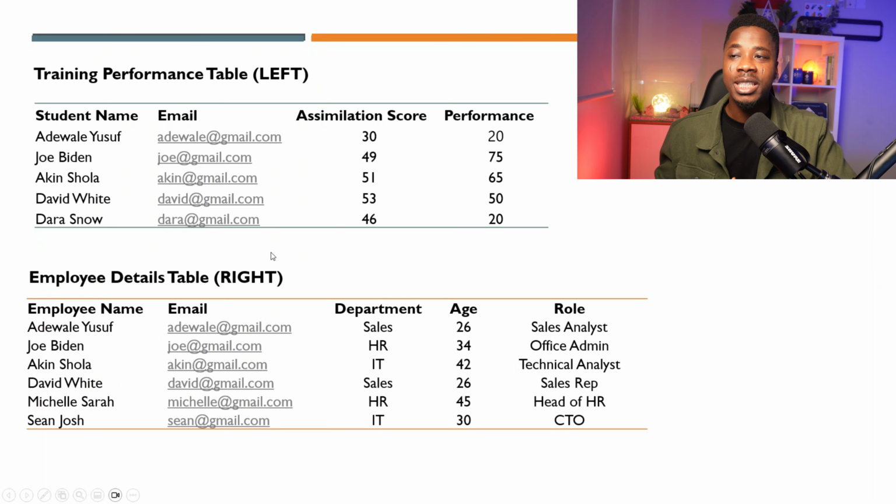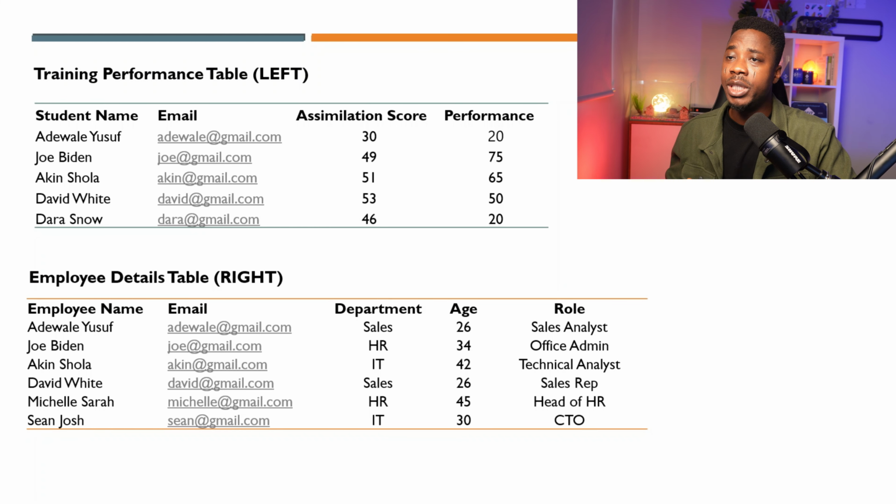I'm going to use two tables to explain how this works so you can understand the concept around join. On this slide, you can see a table we call training performance, which is the table we have on our left. That's the left table, and that's what I'll be referring to as the left table in this course. Then we also have the employee details table, which is what I'll be referring to as the right table.